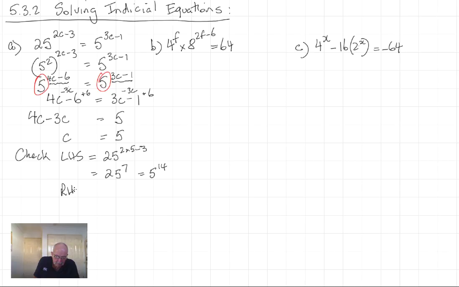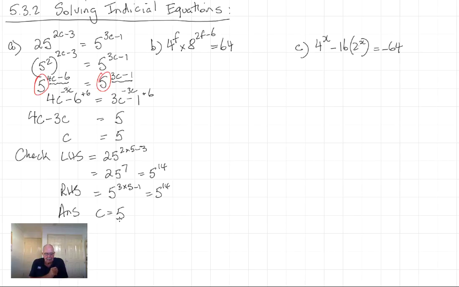Right hand side is equal to 5 to the power of 3, now c we're saying is 5, minus 1. 3 5s are 15, minus 1 is 14, so 5 to the power of 14. So you don't have to work out what they are as numbers. In power notation, index notation is fine. So the answer is c equals 5 to the first one.